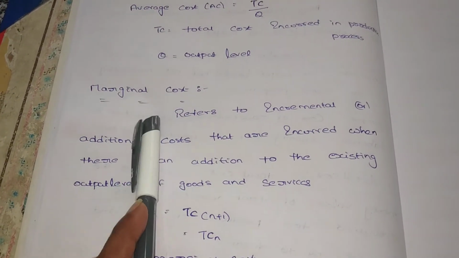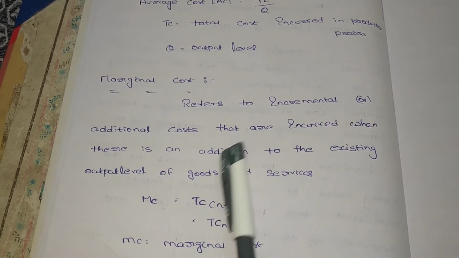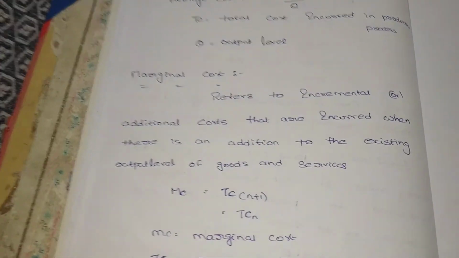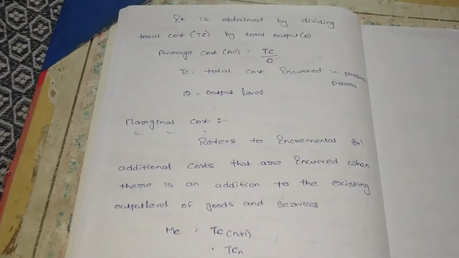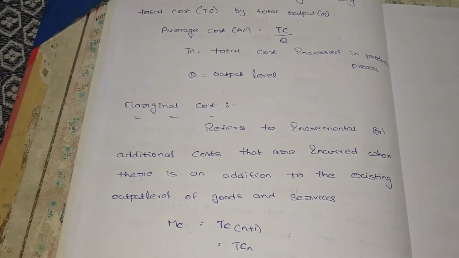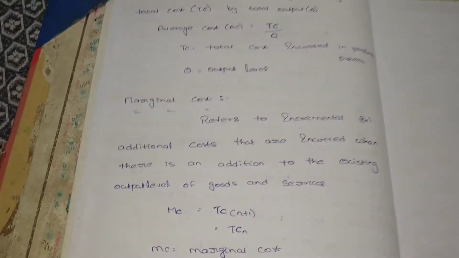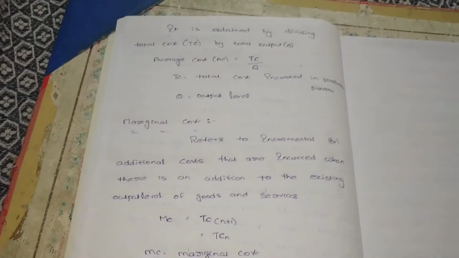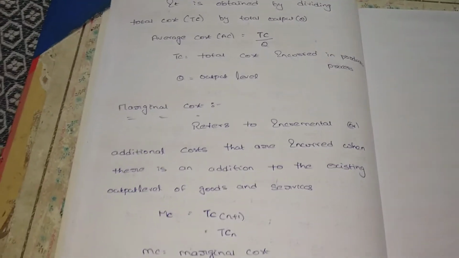Next, marginal cost. It refers to the incremental or additional costs that are incurred when there is any addition to the existing output level of goods and services. We already discussed this in previous classes. Marginal cost is when we want to produce an additional unit of output, how much cost we incur for it. Suppose a company is producing 150 units, now they want to produce 50 units extra, that is 200 units. For the 200 units, how much extra cost the company is paying, that is the marginal cost.